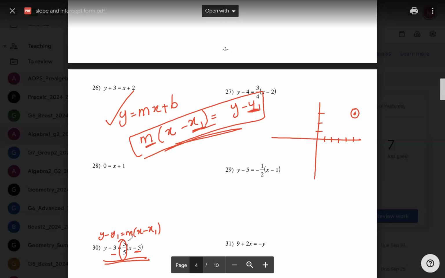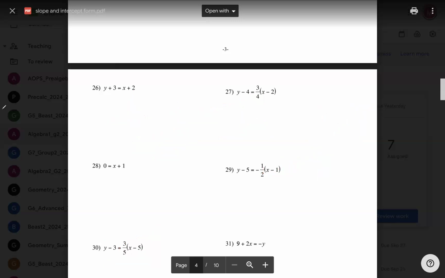3 by 5 means change in y. When it goes down by 3, it goes left by 5. So another point is this. You see what I mean? So that's how you draw this line. This line passes through (5, 3), right? And has a slope of 3 by 5. You got it? Yes.